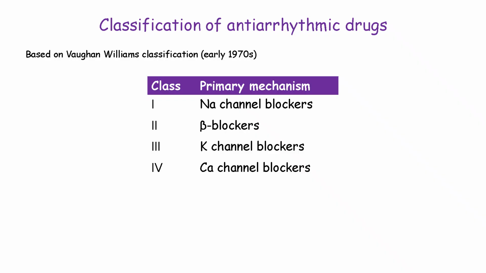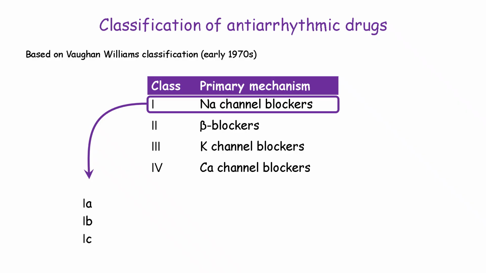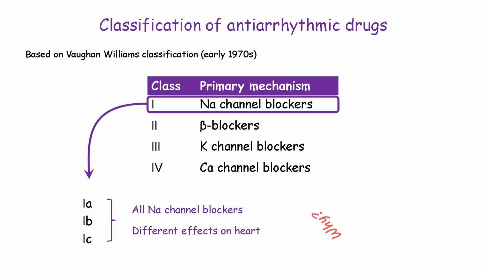But Class 1 drugs are a bit more nuanced. They are further divided into three subclasses: 1A, 1B and 1C. All of them block sodium channels, but they do so in different ways and with very different effects on the arrhythmic heart. So the natural question is why? Why do three drugs with the same basic target behave so differently? That's what we will explore.